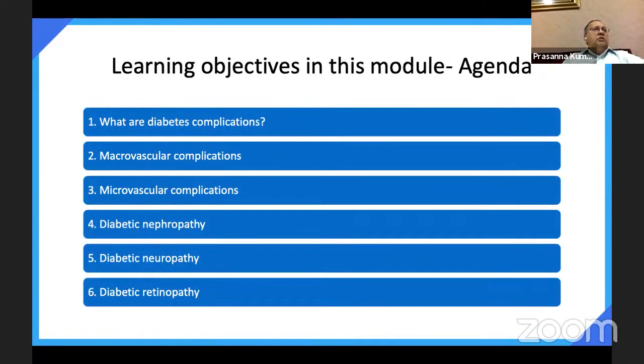Now, what is it that we are going to learn in this module? One is, what are diabetes complications? What are microvascular and macrovascular complications? What is diabetic nephropathy, neuropathy, retinopathy, which are the three microvascular complications as such.